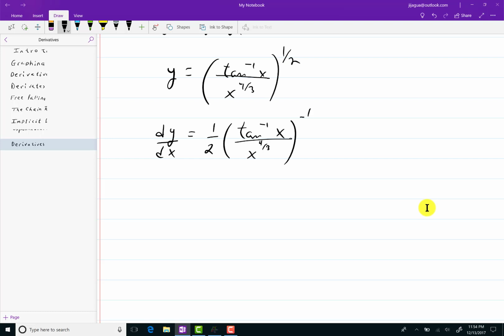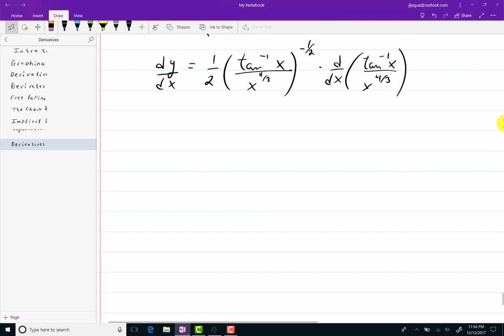That's to the negative 1/2 power, but now I got to take the derivative of the stuff in the parentheses. That's the tan inverse of x divided by x to the 4/3. Now I'll just be operating with the rest of this throughout the rest of the problem. This part here is going to stay put. So we have 1/2 tan inverse of x all over x to the 4/3 to the negative 1/2.